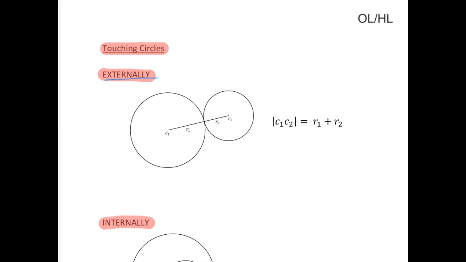then what we can see from this picture is if we look at this line going from one center to the other, we can see that this is the distance between C1 and C2 from our coordinate geometry course, but what we can see is that if they touch externally, then this distance has to be equal to the sum of the two radii, so R1 plus R2.